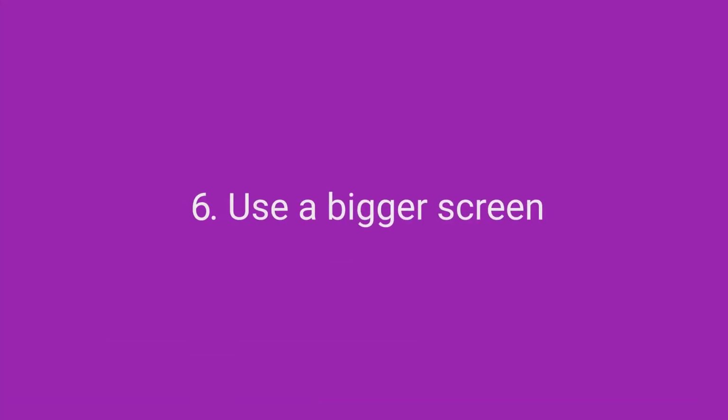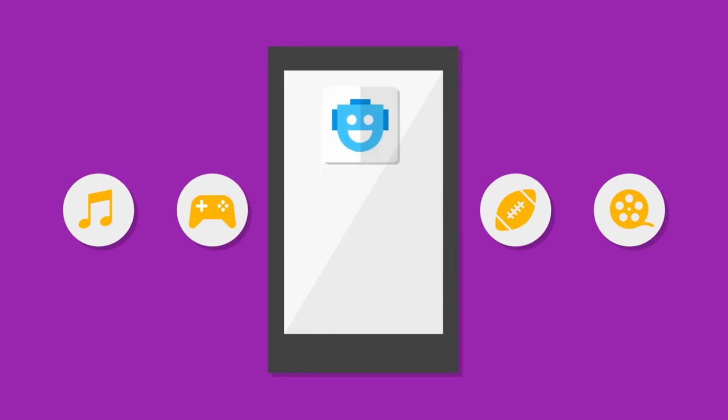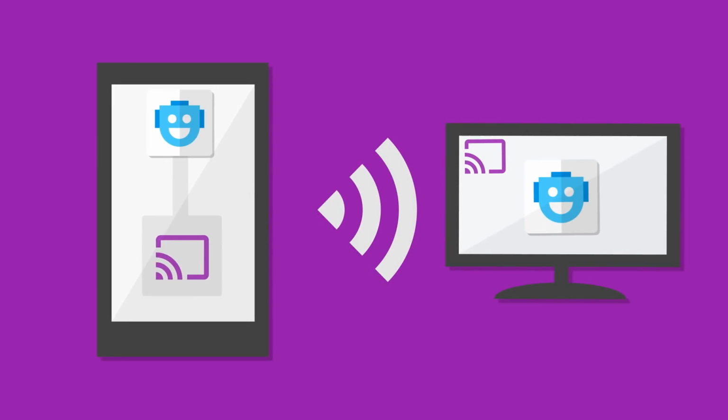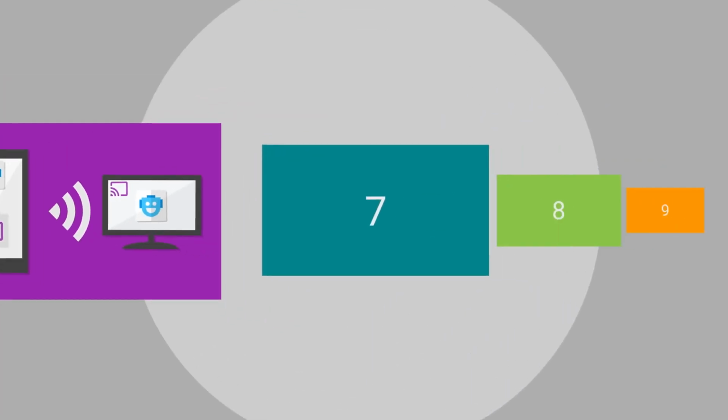Use a bigger screen. Does your app offer users streamed content? Then deliver it to them on the big screen using the Google Cast API. Their phone or tablet becomes a remote control for their TV or speakers. They can watch, browse, play, rewind, listen.